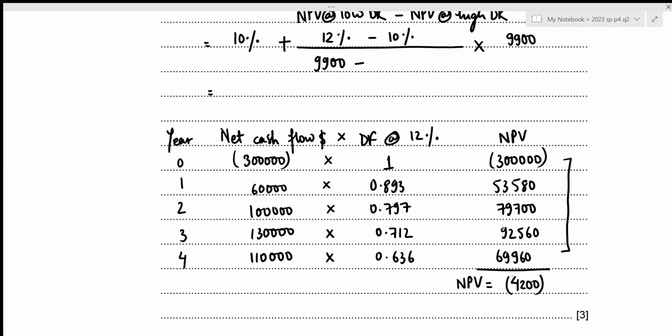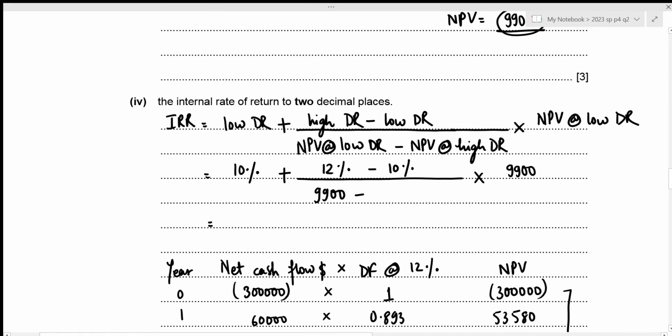Okay, so we just need to substitute this value into our formula for the internal rate of return. That's minus, and we have a negative value again. So 2 negatives result in a positive, so that's plus 4,200. Now our internal rate of return is going to be 10 plus 12 minus 10 divided by 9,900 plus 4,200 times 9,900, which results in the internal rate of return to have the value of 11.40%.